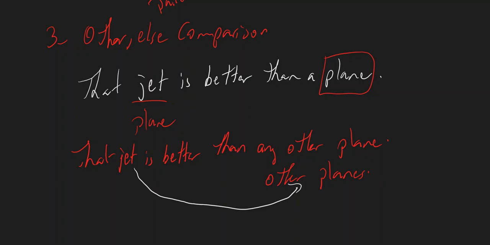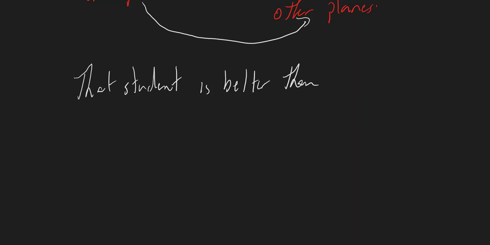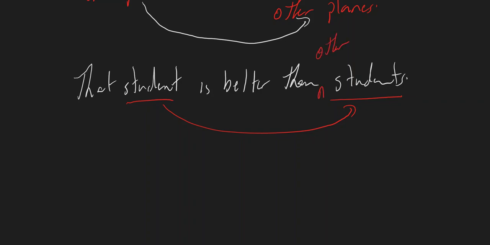The same thing applies to anything. I can say, for example, that student is better than students. Now you can clearly see how illogical it is. You cannot just compare a student with students because I'm including the student with itself. So I'm comparing the student with that student. So I need to withdraw the student from this collective students by adding other. So I need to add the adjective here: other students. Or you can say that student is better than anyone else.